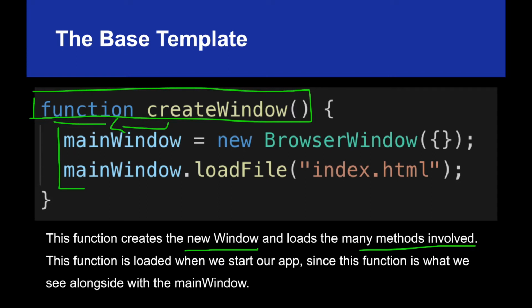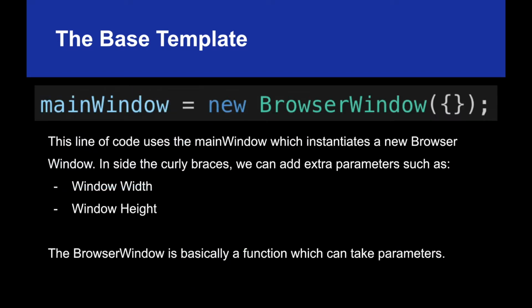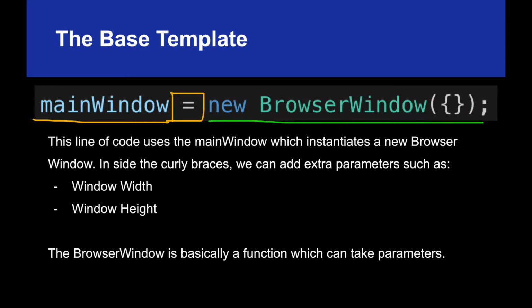Alright, so you'll figure out what it means. And this is used alongside the main window, and I can point that out to you guys. Main window, main window. Alright, let's see. So this right here is taking the main window variable that we initiated, and reassigning it to a new browser window, right? So what does this new browser window do?